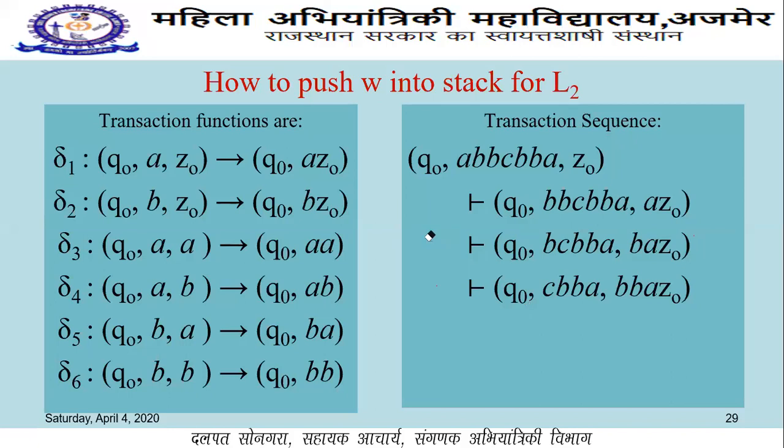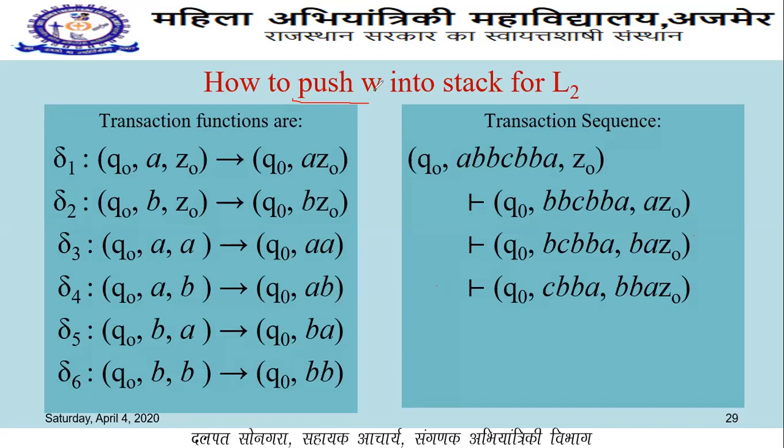Students, this is my opinion: please don't memorize these transition functions. Try to understand them and construct them as and when they are required. How can you understand this? Let's discuss. How do we construct these transition functions? We have to push this w into the stack. So w is a string of a's and b's.